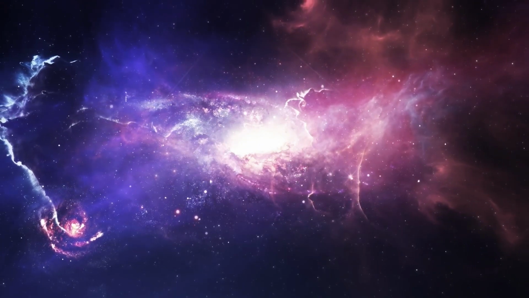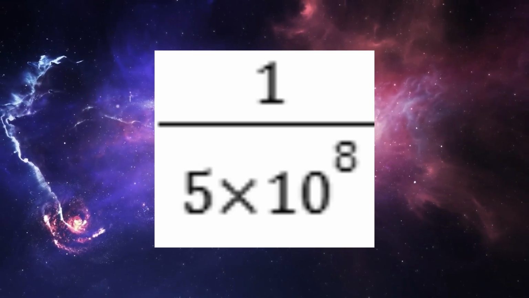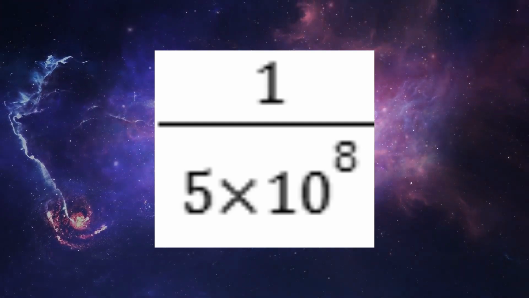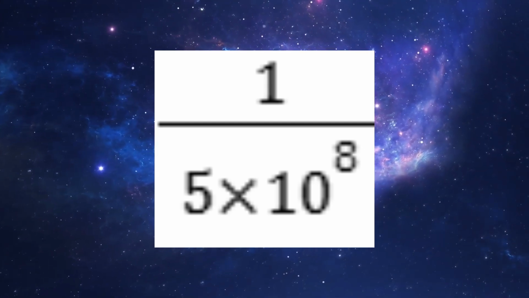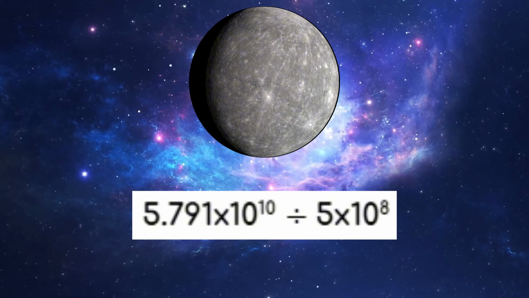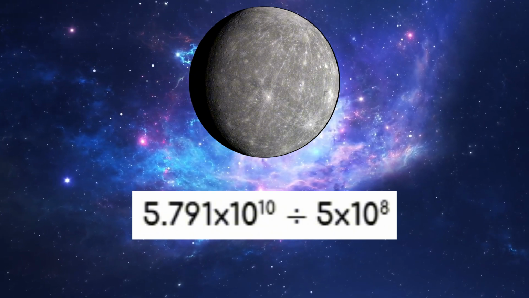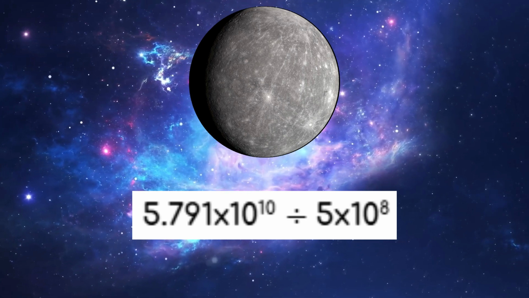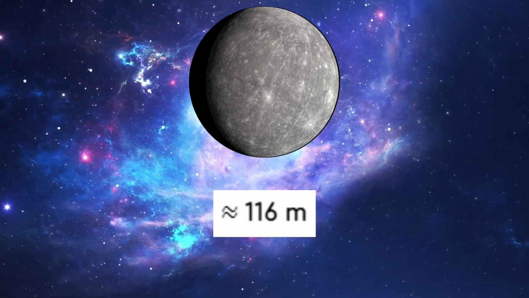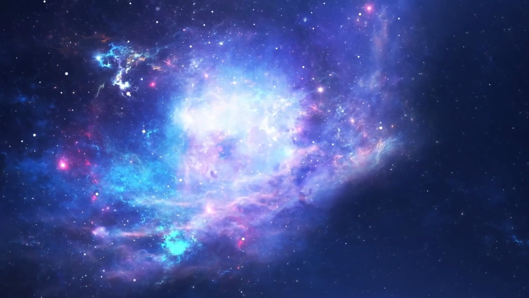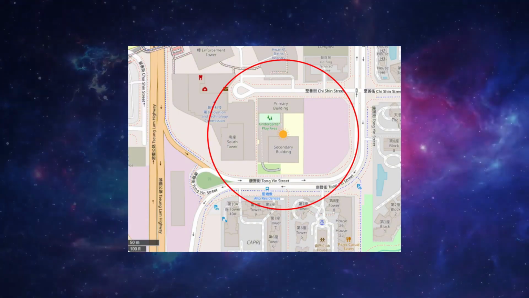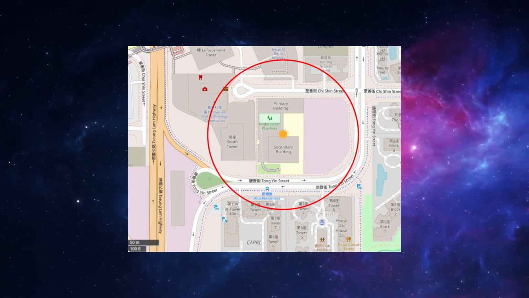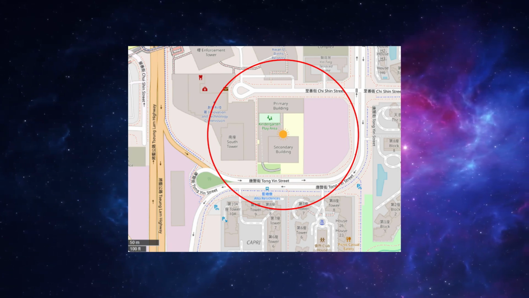Now that we know how big the models have to be precisely, we now must know where to place them. We will keep our scale of 1 to 500 million to calculate the distance between the model and our Sun. So for Mercury, we will do 5.791 times 10 to the power of 10 divided by 5 times 10 to the power of 8, which is around 116 meters. We are now going to go on Google Maps and make a circle that has a radius of 116 meters, and you will have to take a photo of Mercury in its orbit.